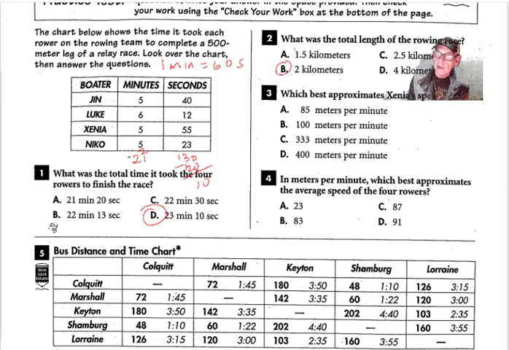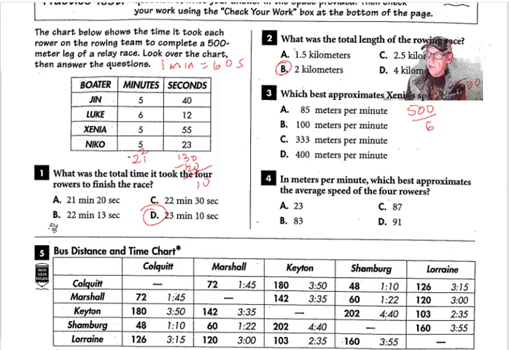For number 2, what's the total length of the race? We got 4 legs of 500 meters each. That's 2,000 meters, which is 2 kilometers. Which best approximates Xenia's speed in terms of meters per minute? So Xenia went 500 meters in almost 6 minutes, like 5 seconds less than 6 minutes. So we can just do 500 divided by 6 and see what we get.